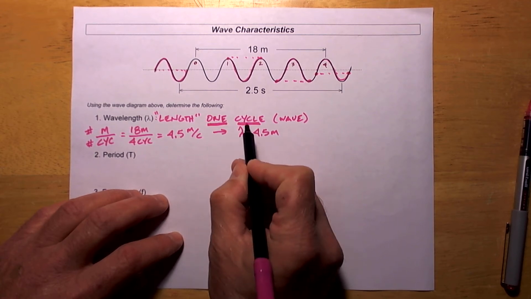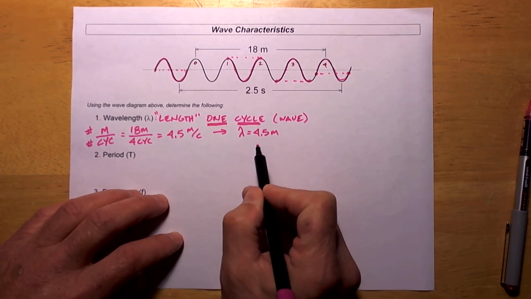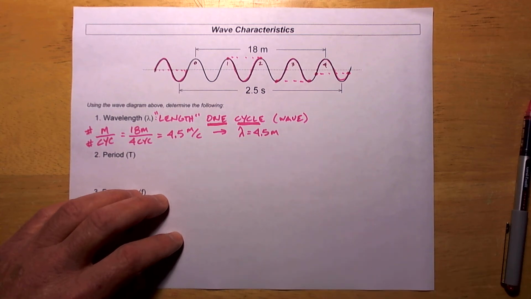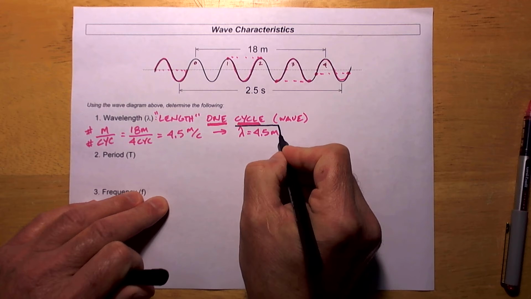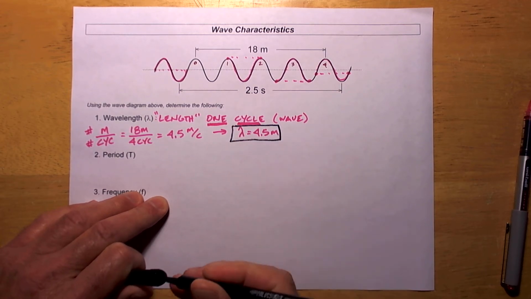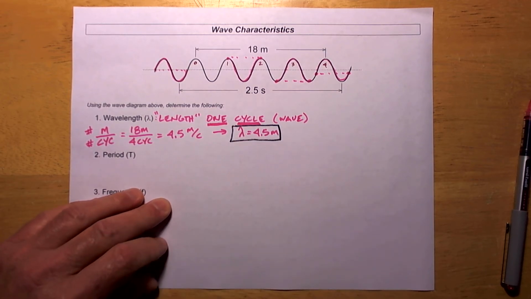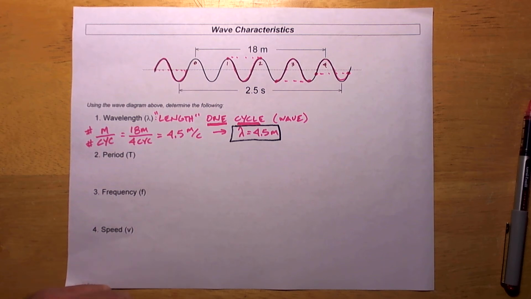So we don't need to put meters per cycle, we can just put meters. Let's go ahead and put a box around that one so we understand what we have here. The wavelength is 4.5 meters. And I think if you divide 18 by 4, you'll get 4.5 every time.